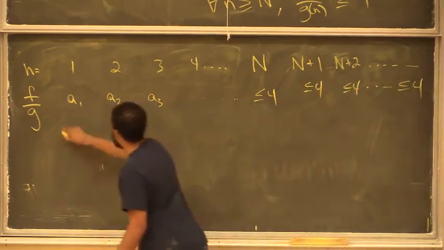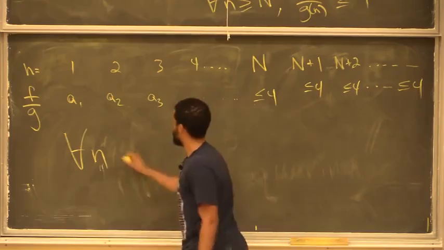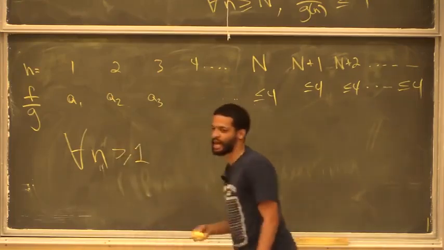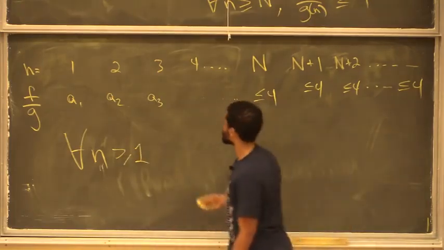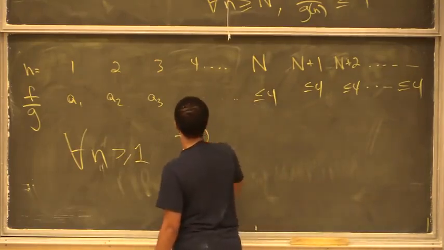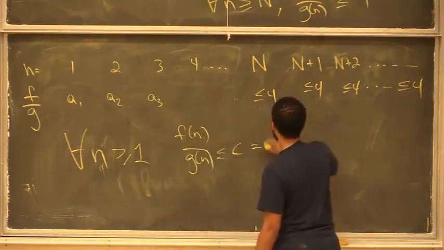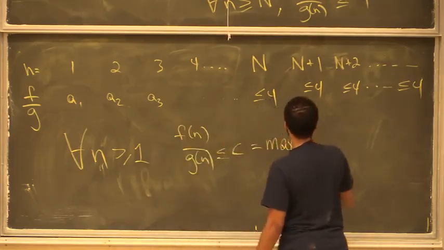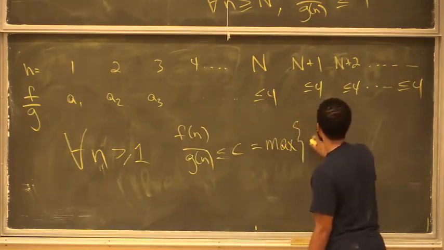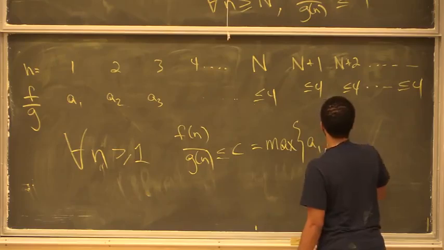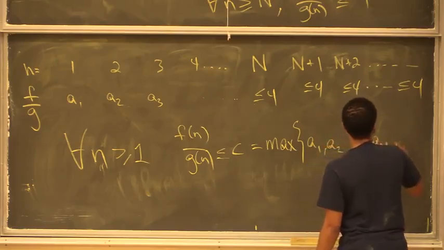This means that for all n that are at least 1, not just bigger than capital N, but for all n, f of n over g of n is at most c, where c is basically the max of a finite collection of numbers, a1, a2, up to a capital N minus 1, and 4.